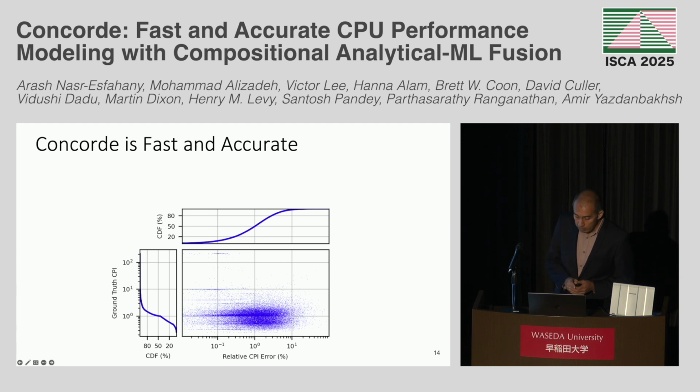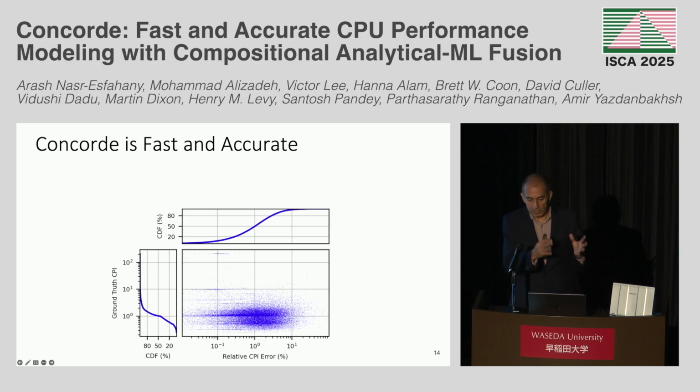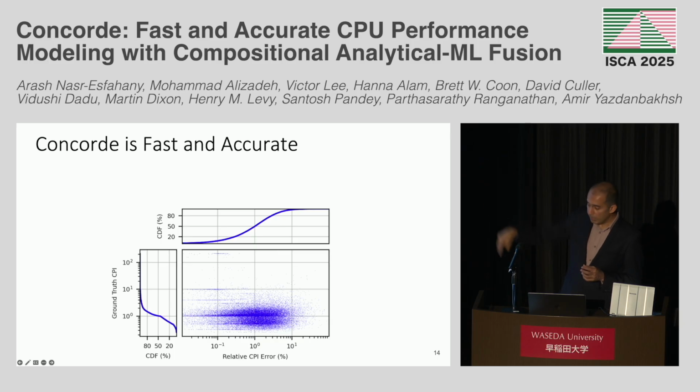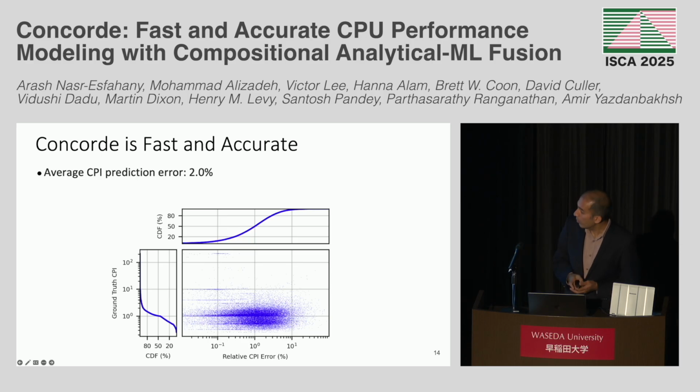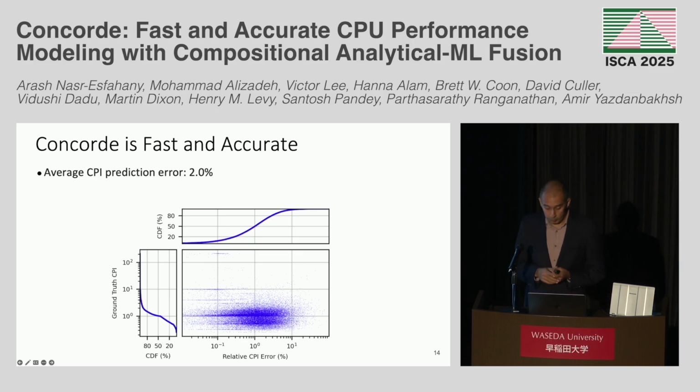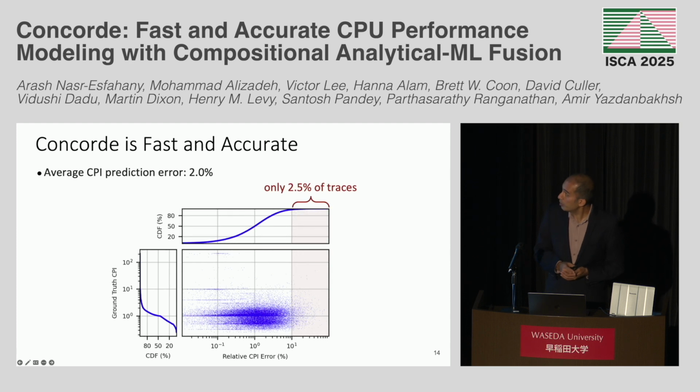So here's how Concorde performs on an unseen test set. In the middle, you can see a scatter plot. The x-axis is the CPI prediction error, and the y-axis is the ground truth CPI, which we got from this simulator. The plots on the side, up and bottom, are the marginal distribution of CPI and the prediction error. The average CPI prediction error is around 2%, and the error distribution has a very small tail.